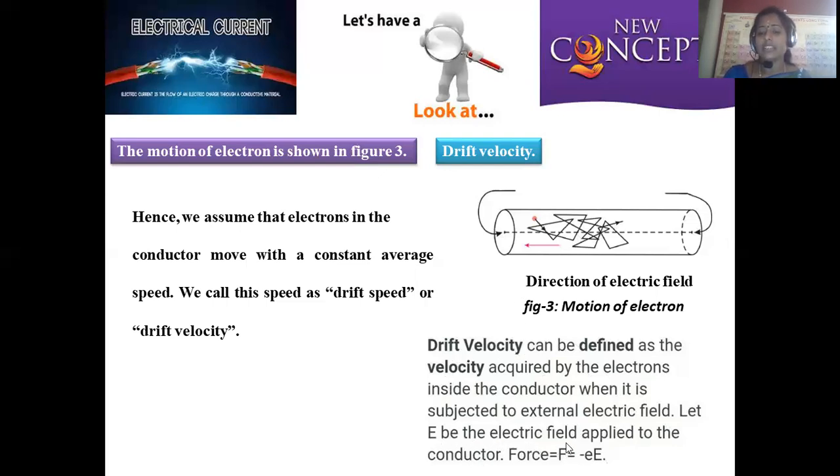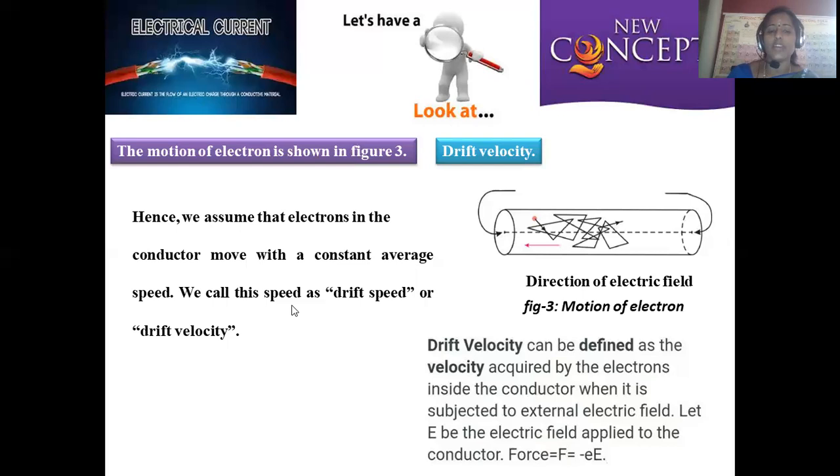Let E will be the electric field and which applied in the conducting material. Then force F, force is denoted with F. F is equal to minus e into capital E. Capital E denotes the electrical field, small e denotes the charge present on the electrons. This will be the numerical description of this drift velocity.